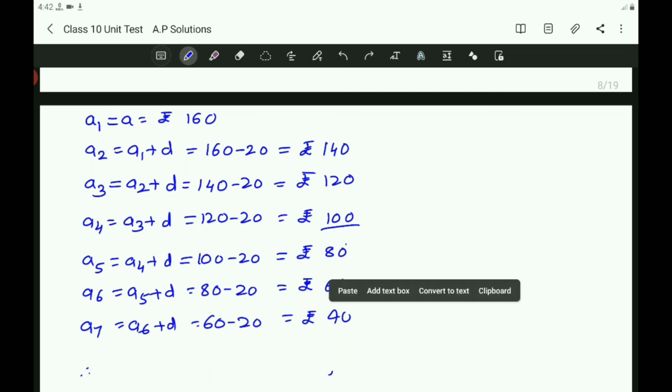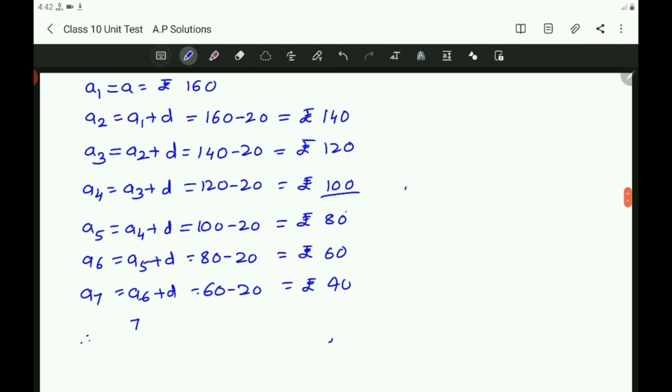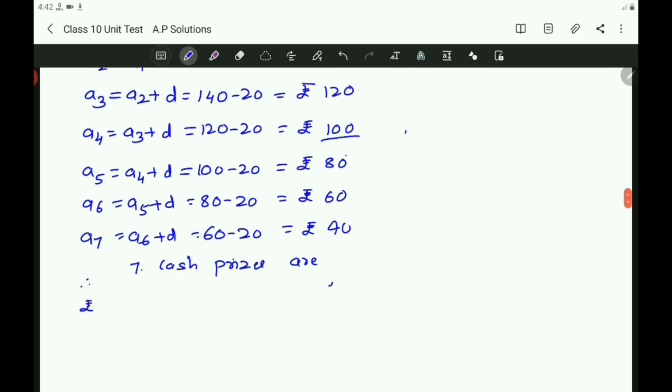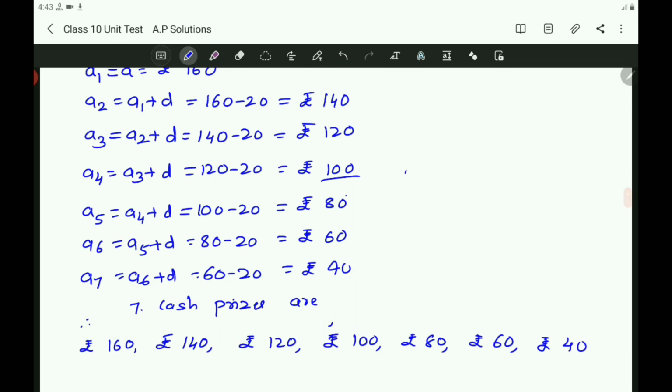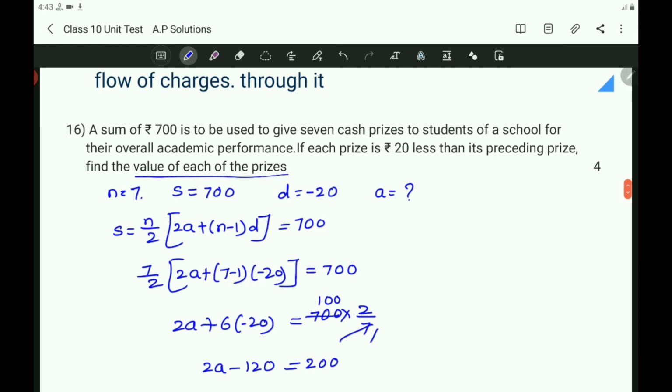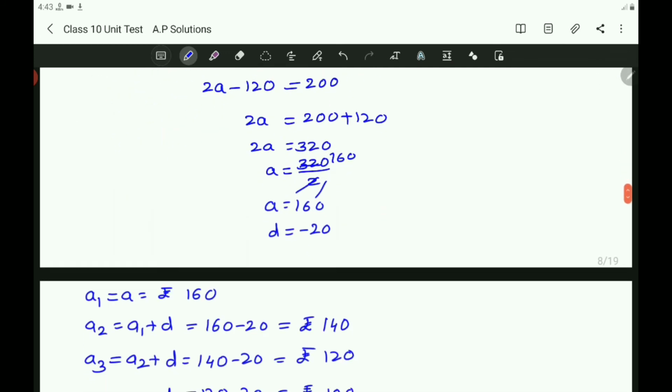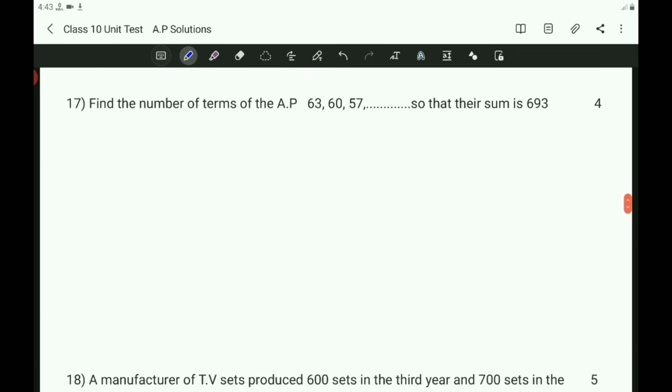Then you write the 7 cash prizes are rupees 160, rupees 140, rupees 120, rupees 100, rupees 80, rupees 60, rupees 40. That is the value of each cash prize, the value of the 7 cash prizes. Now next let us take the 17th question.